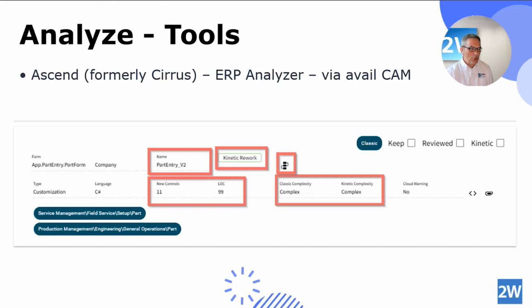I did grab a screenshot from this. And in this case, when I ran the ERP Analyzer tool yesterday, right here is that same customization we looked at. Again, it's a customization on the form Part Entry, and the name of it is Kinetic V2. Now what I've done here is highlighted several areas that are providing valuable information to me as a developer.